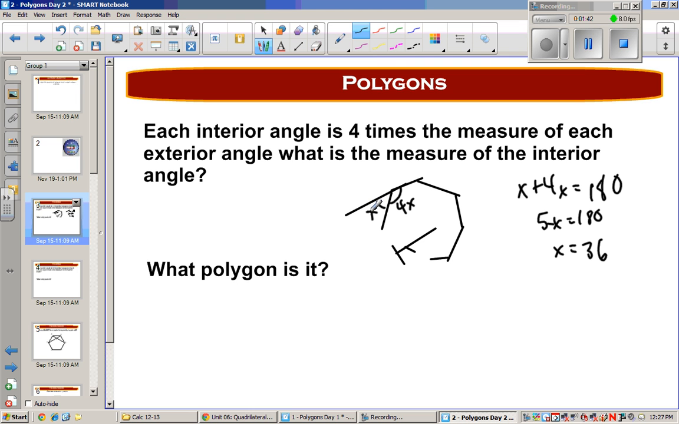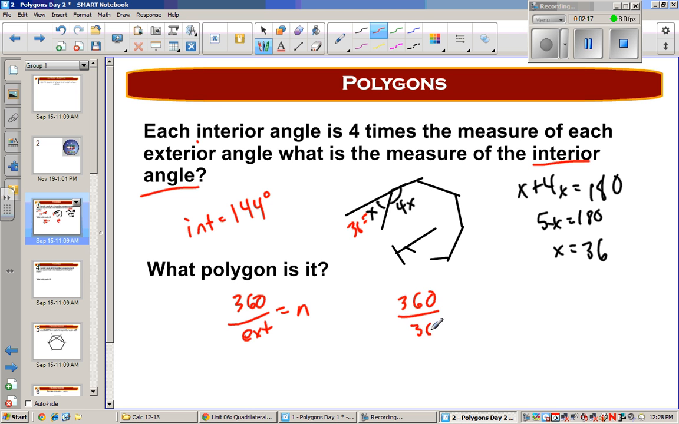So 36 is my exterior angle, and the goal is to find the measure of the interior angle. So I take 180 minus 36, which is 144. So the interior angle equals 144. Now, if you want to know what type of polygon it is, we know that 360 divided by the exterior angle will give us the number of sides. So 360 divided by 36 will give us 10 sides. So that means it is a decagon.